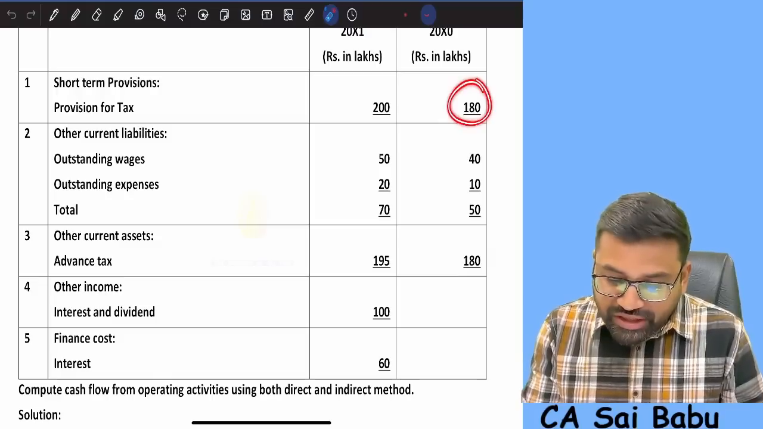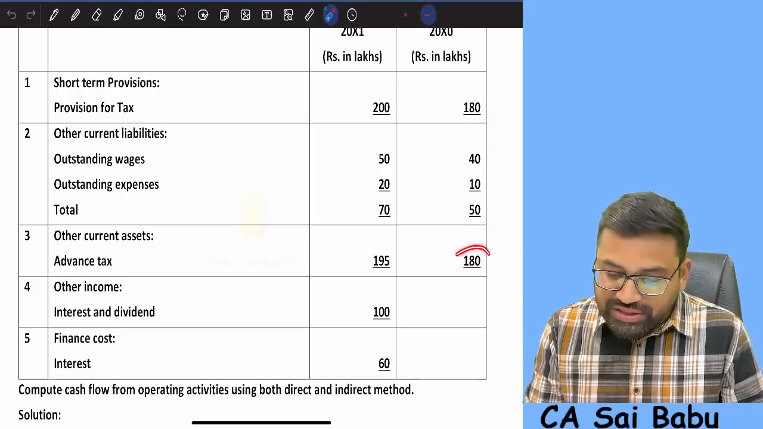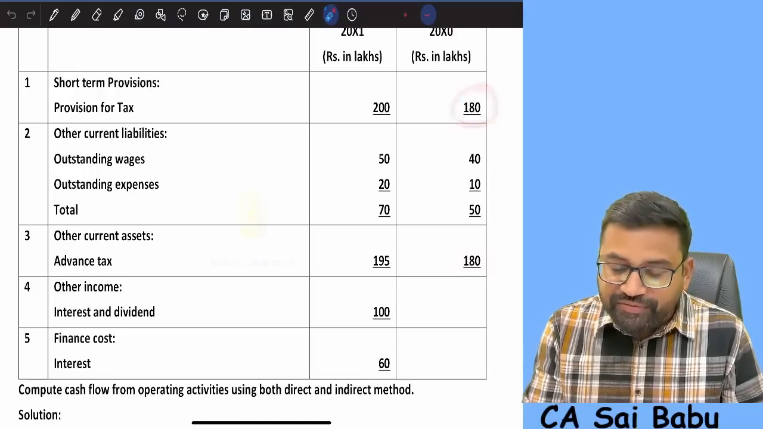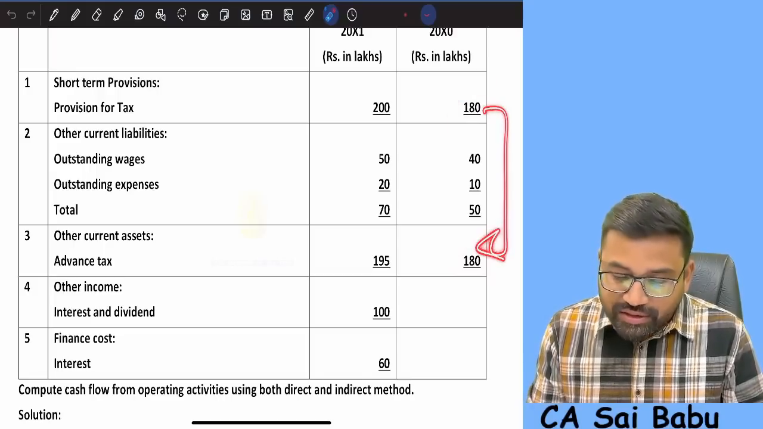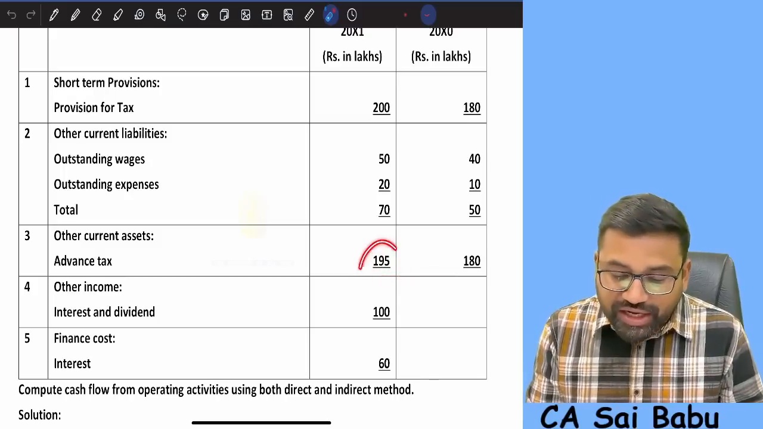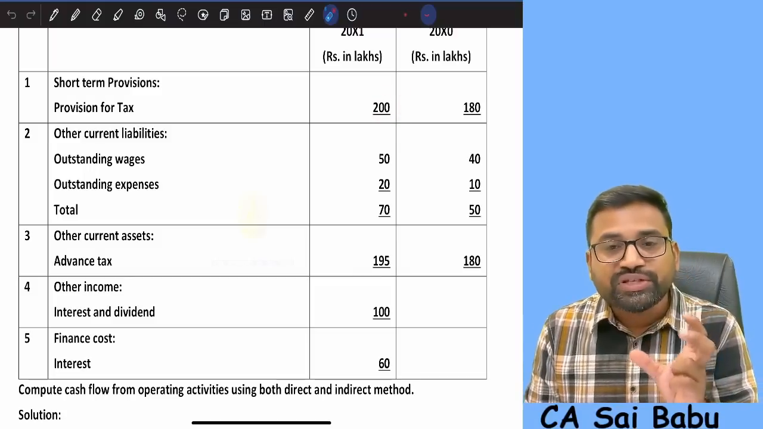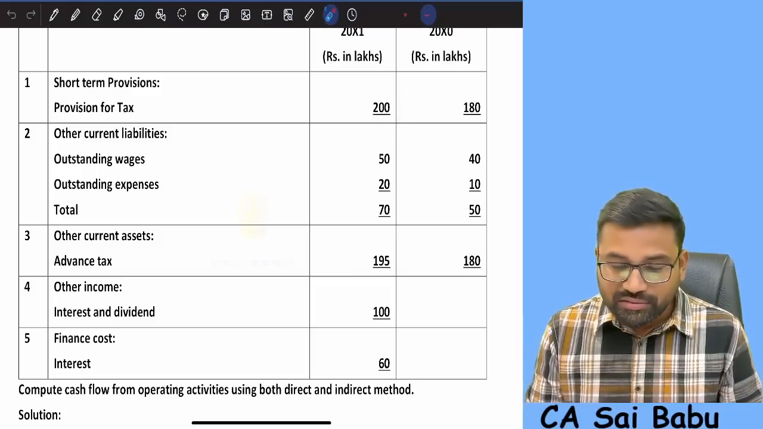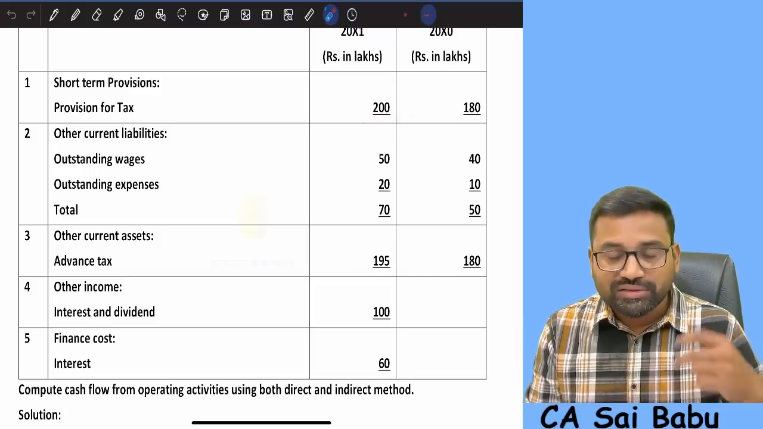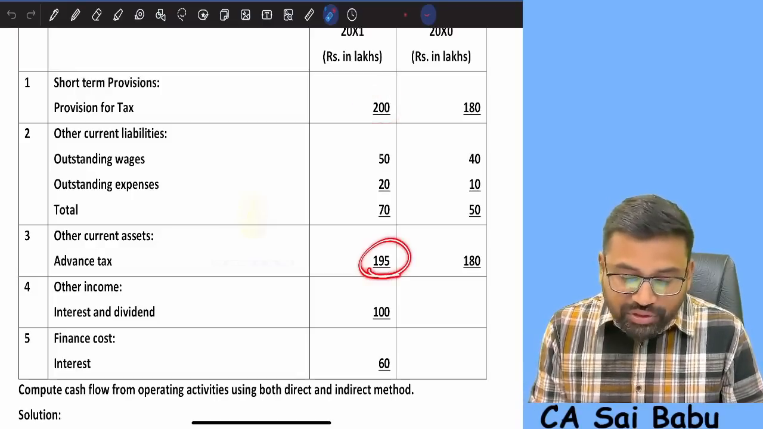Opening provision as well as advance tax, both will be adjusted. So advance tax is my current asset, which I paid for tax only. So therefore, both will be adjusted. Now, whatever the advance tax is there at the end, 195, this 195 is nothing but tax paid during the year. This 200 is nothing but provision for tax created from the current year. So therefore, while arriving at net profit, you add back this 200 and tax paid you consider 195.